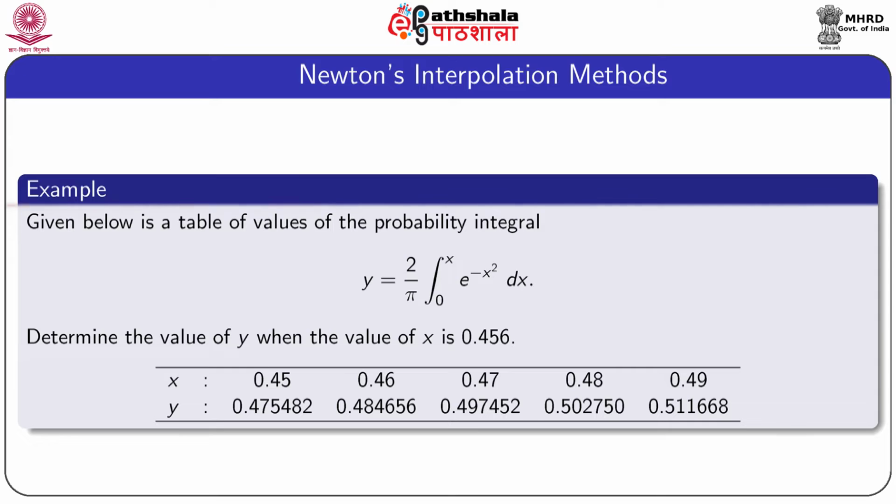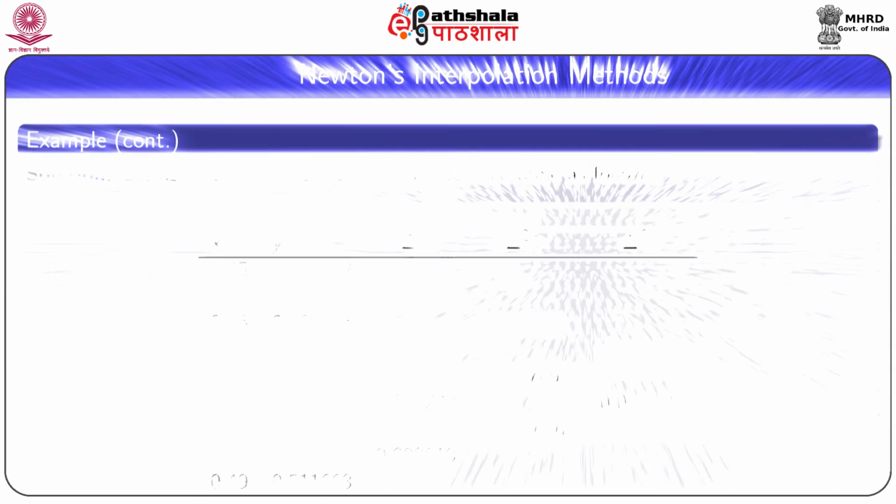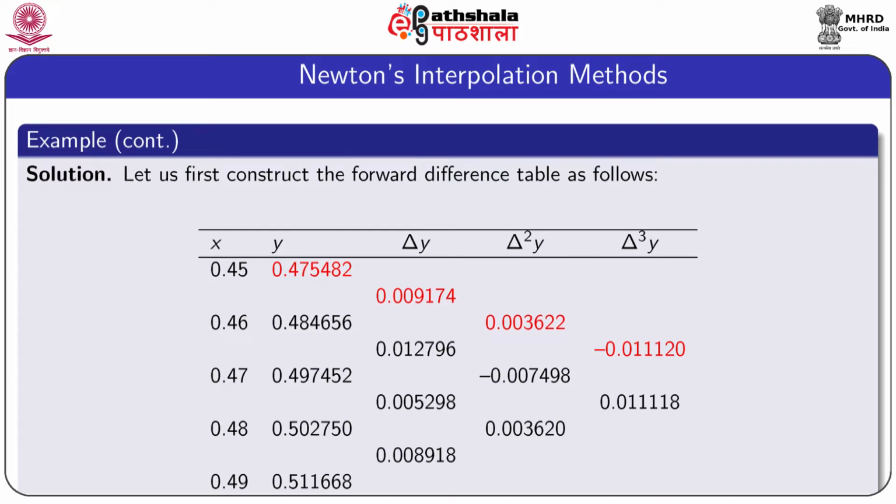Now, we consider an example to illustrate the Newton forward difference interpolation method. So, here y equal to 2 by root pi integration 0 to x e to the power minus x square dx. This is the probability integral function, and for different values of x we have the following table. Here 5 values of x are given and their corresponding values are also available, but our problem is to determine the value of y when the value of x is 0.456.